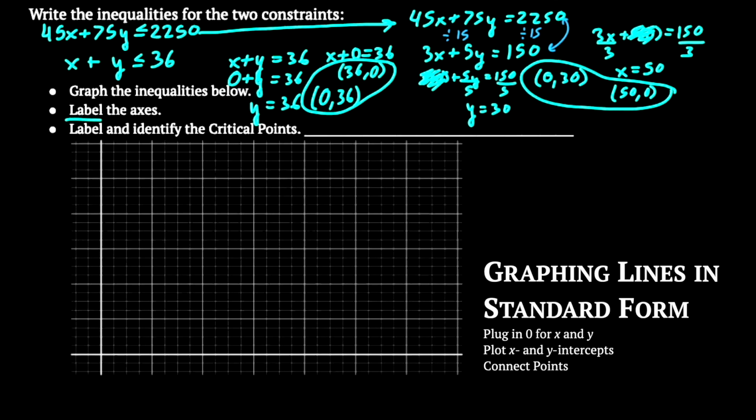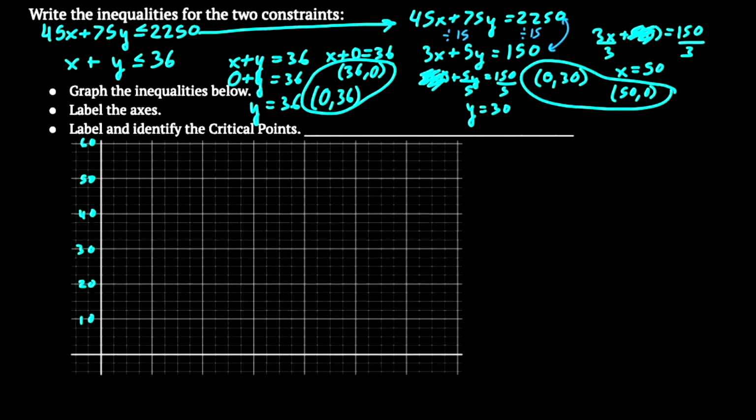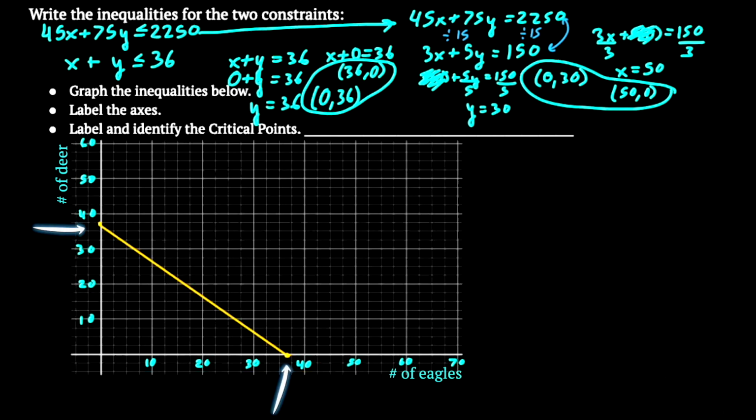All right, so I guess it's about time that we start labeling the axes so we can put these points on the graph. So I'll start here with the 36s. So you get a line like that, and we'll try and color code these here a little bit. And then for the other line, we've got to plot (0, 30) and (50, 0). So (0, 30) is here, and then (50, 0) is way out here. And then we get a line like that.